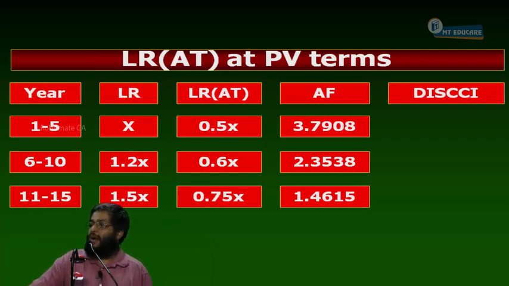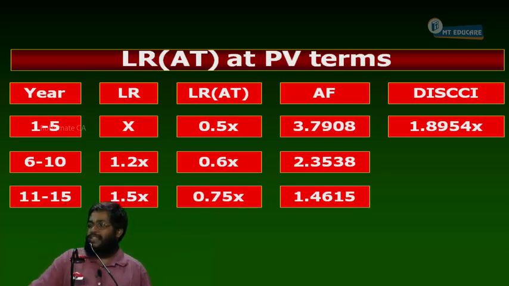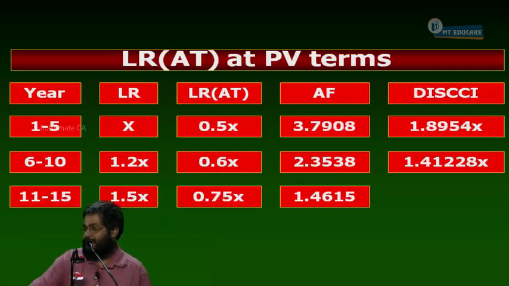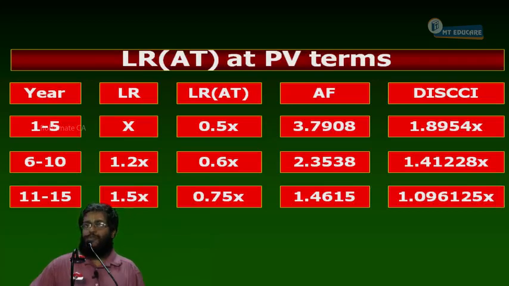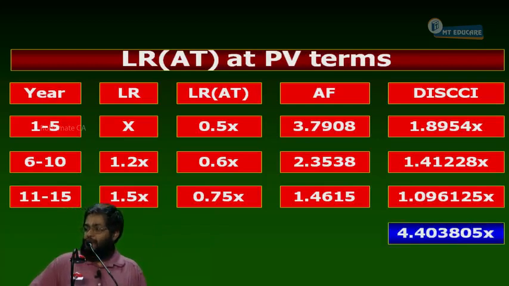Discounted lease rental: 0.5 into 3.7908 gives 1.8954X. 0.6 into 2.3538 gives 1.41228X. 0.75 into 1.4615 gives 1.096125X. If I add it, I get the discounted lease rental. What is the total? 4.403805X. I hope you are riding along with me or not.